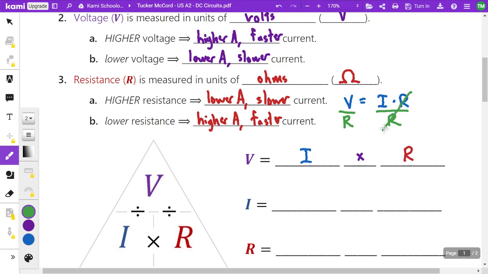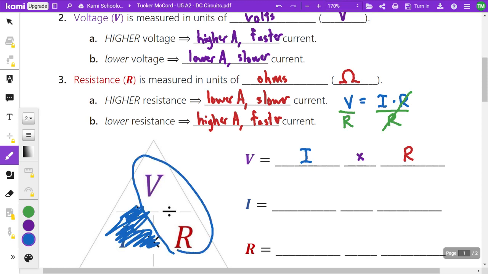So these will cancel. All I will have left here is that current I is equal to voltage divided by resistance. And if I use the shortcut method here and I cover up current and the symbols next to it, that's exactly what I get. Voltage divided by resistance. Okay, this is just the shortcut for the algebra. So let's write that in here. I for current is equal to our voltage V divided by our resistance R.